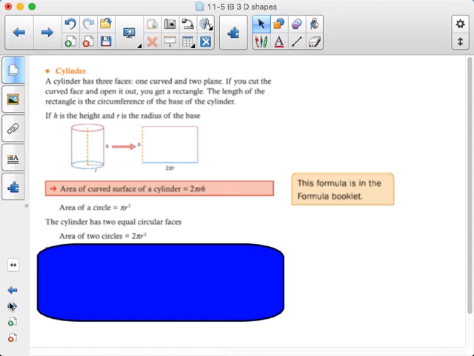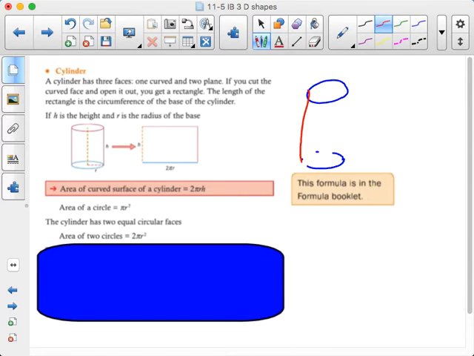Now, a cylinder is tricky because a cylinder has a circle, and then it has kind of a curved area. The curved area, if you unfold it, becomes a rectangle. And the only part of the surface area formula for a cylinder that's in the formula booklet is the area of the curved surface. So please be aware of that.